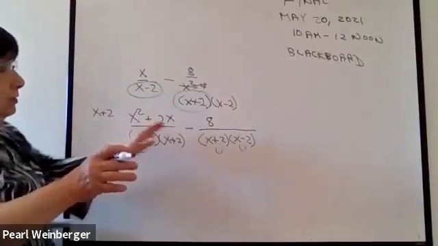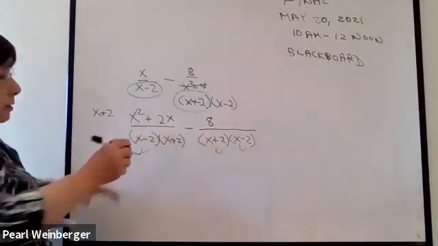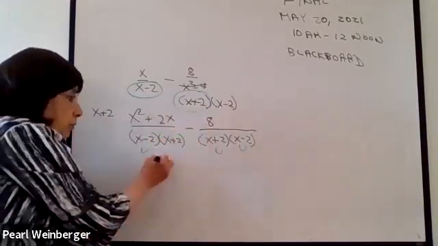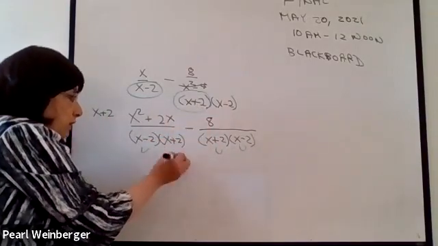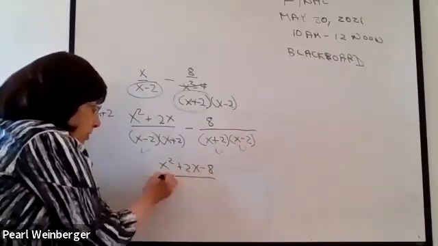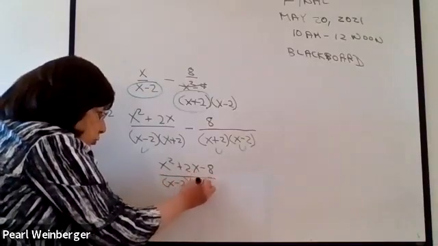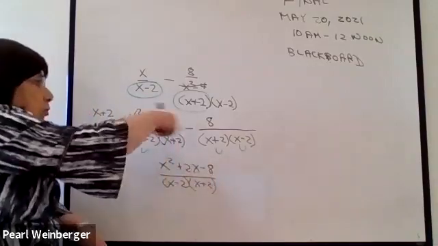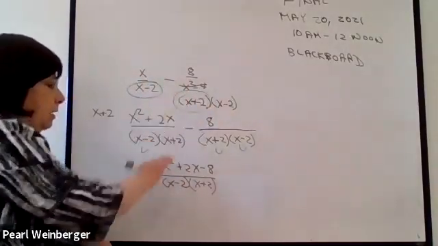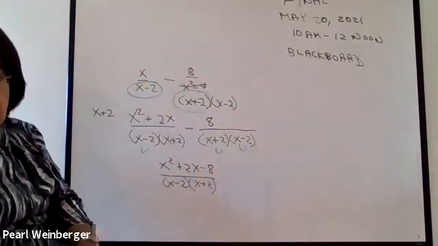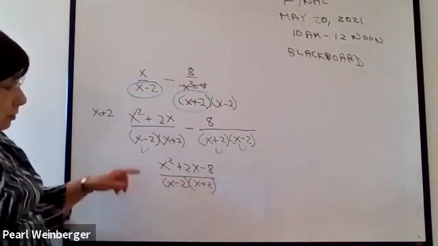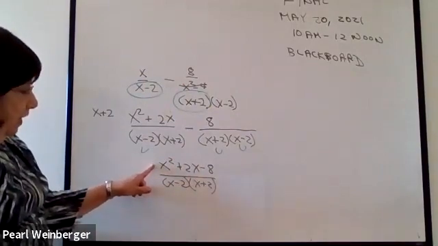So now, since they have the same denominator, I can just put them all over one fraction. X squared plus 2x minus 8, all over the x minus 2 and the x plus 2. I just combine all the terms together and put it over one denominator. And then I factor this.